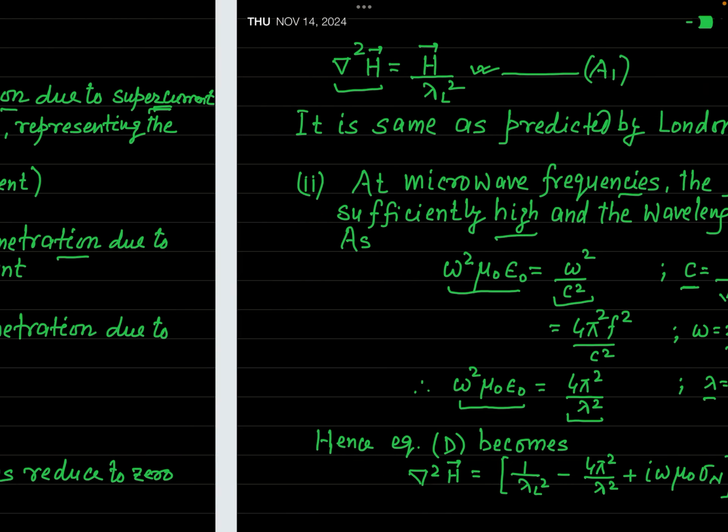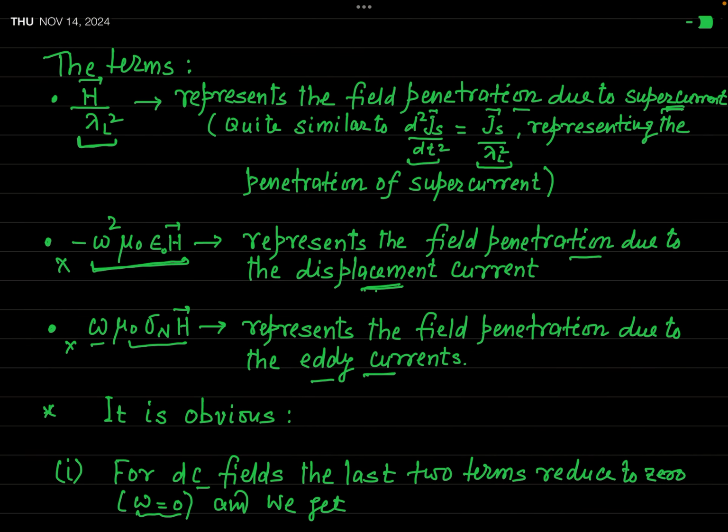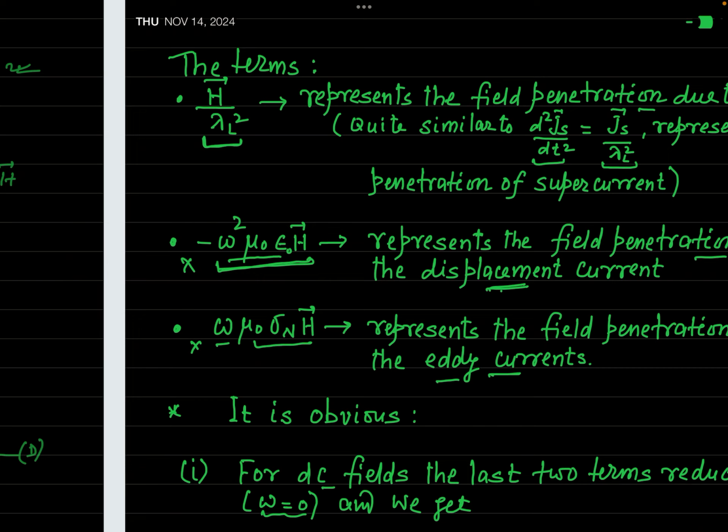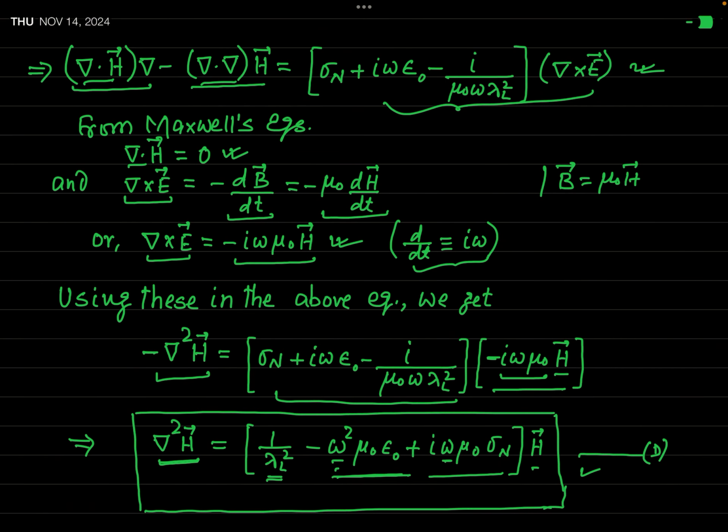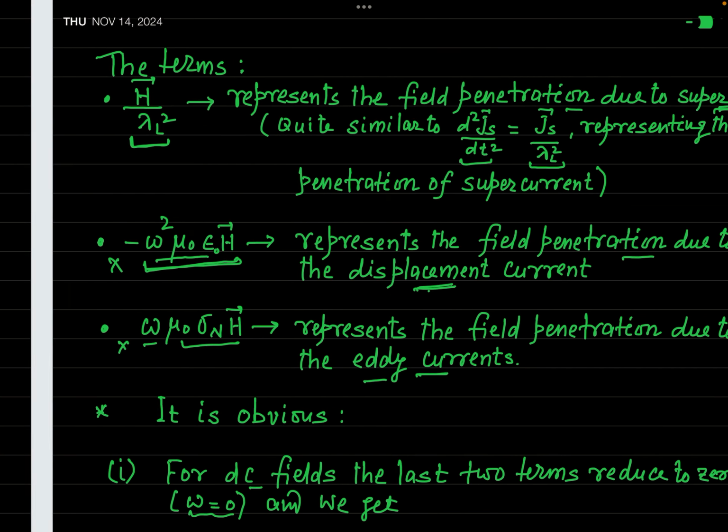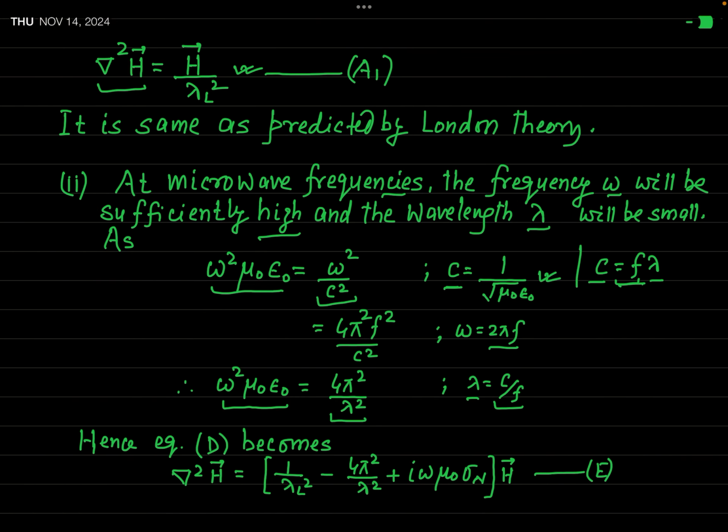So now in place of this factor, omega square mu naught epsilon naught, which is present here, we can write 4 pi square over lambda square, and then that equation becomes del square H equal to 1 over lambda L square minus 4 pi square by lambda square plus i omega mu naught sigma n times H. Okay.